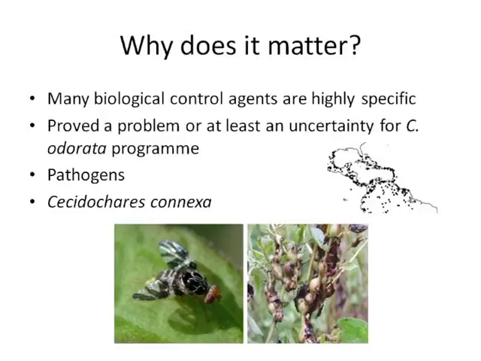In the case of Cremolina odorata, it became very apparent while working on the plant that this was definitely an uncertainty in terms of biocontrol of Cremolina odorata. To illustrate that, this is a biological control agent for Cremolina odorata. We don't have it in South Africa. It's called Cecidocarus connexa. And it forms these very damaging galls on the stems of the plant.